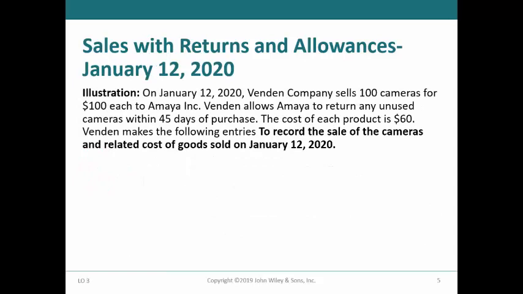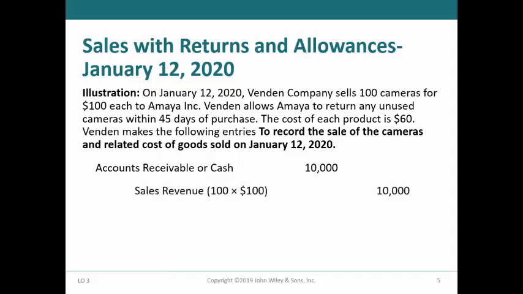To record the sale of the cameras and cost of goods sold, Vendon would debit accounts receivable or cash for the selling price of $10,000 and credit sales revenue for the same amount. Vendon would also debit cost of goods sold and credit inventory for the cost of $6,000.